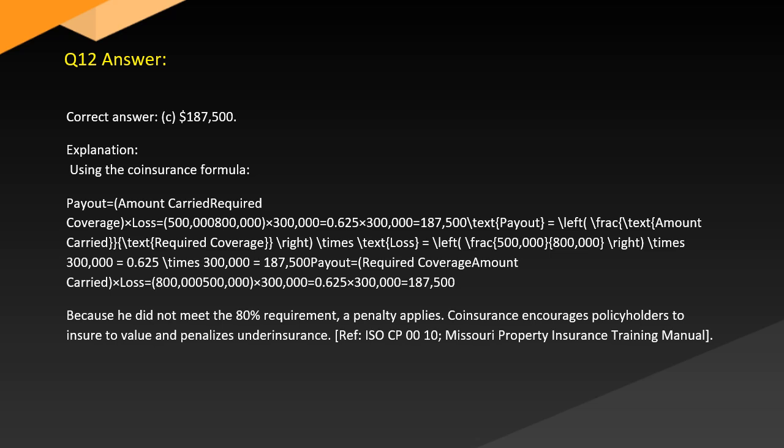187,500. Payout equals amount carried over required coverage, times loss, equals 500,000 over 800,000 times X equals 0.625 times X equals 187,500, because the policyholder did not meet the 80% requirement, so the penalty applies. Coinsurance encourages policyholders to insure to value and penalizes underinsurance. Ref. Missouri Property Insurance Training Manual.